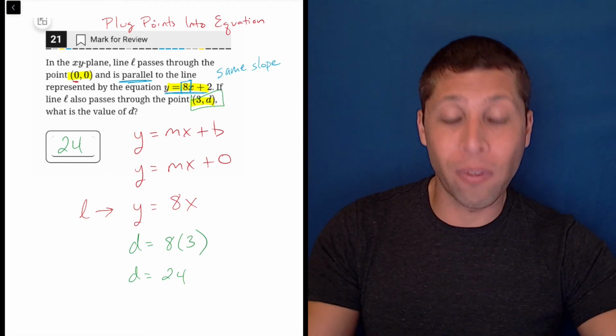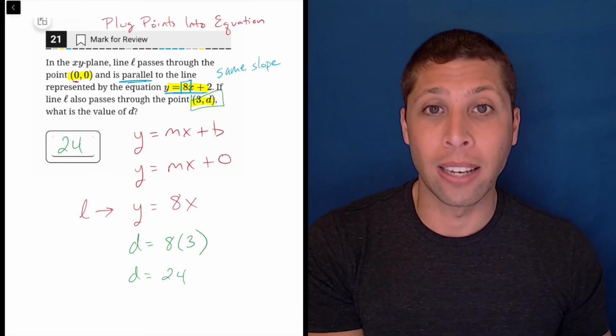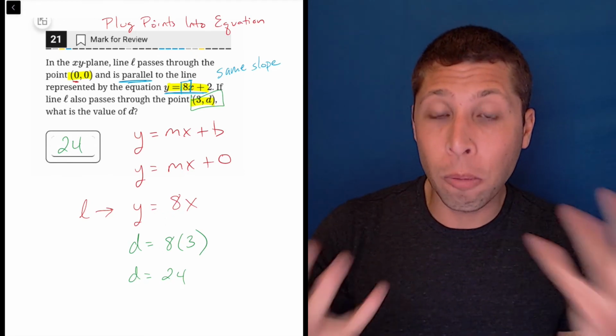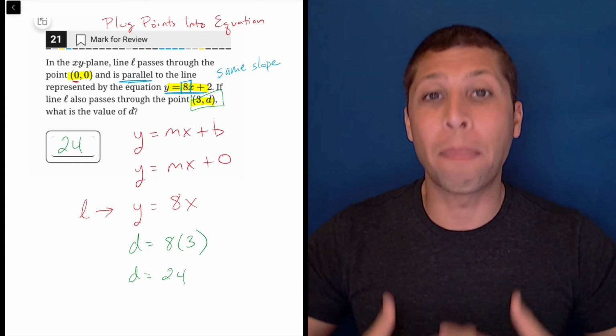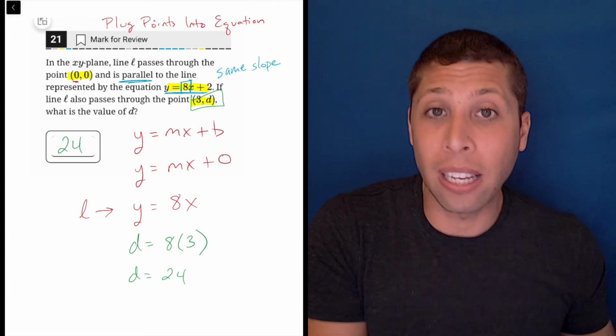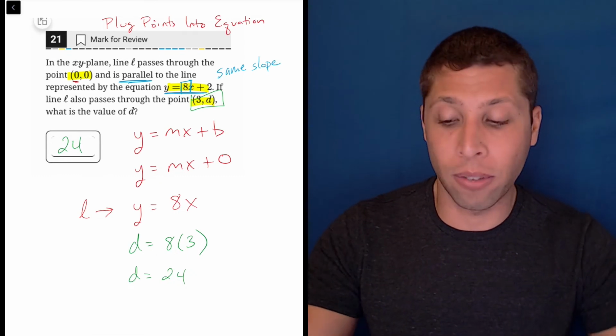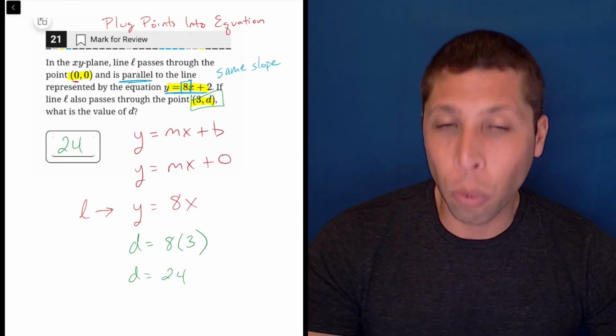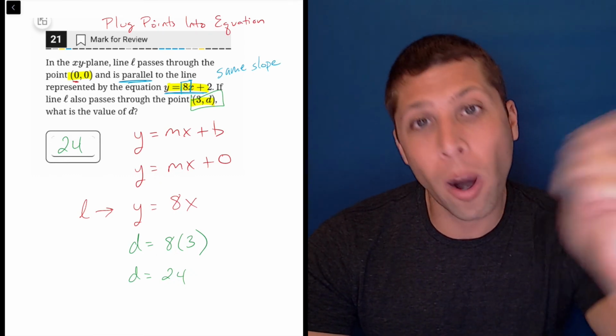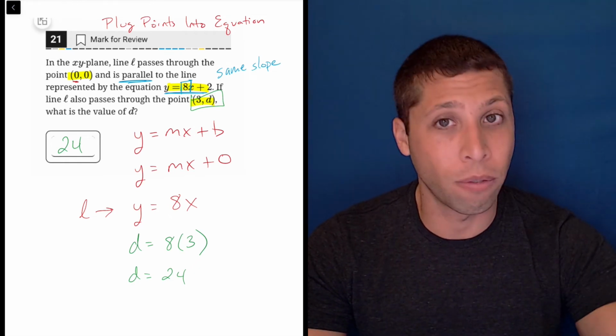Plug any points you find into any equations you find. It's okay if one of those two pieces is missing. I'm always okay with that because sometimes I have to make those things up myself and there's strategies for that. But it still is organizing me. It's telling me write a y equals mx plus b on the page and start filling it in.